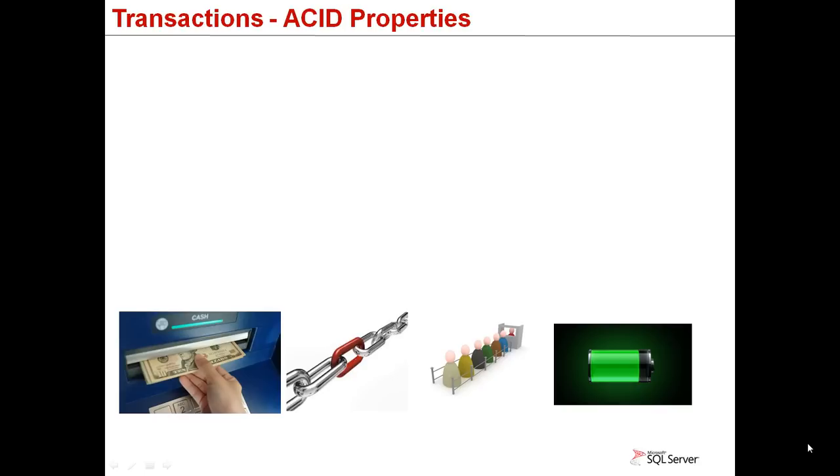Now let's take a look at the transaction ACID properties. The ACID properties are essential to be known by any DBA. They represent key concepts around transactions. Let's review each one now. The first one is atomicity. This property indicates that a transaction must be able to fully complete its operations to be able to succeed.